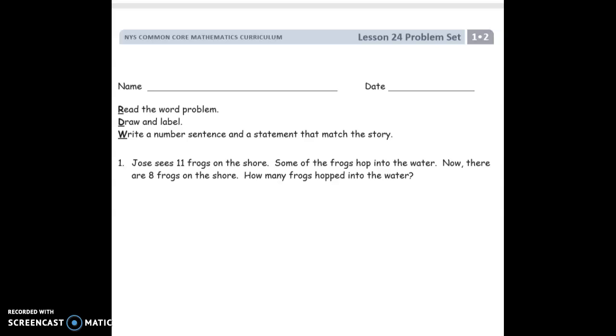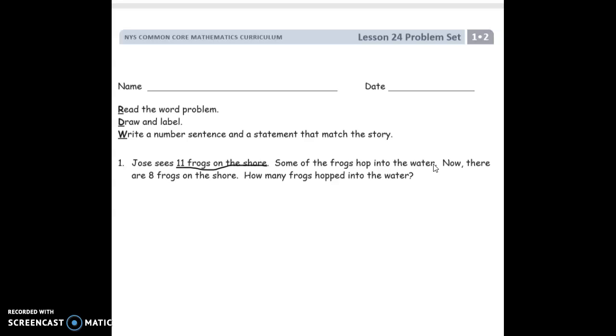Lesson 24 problem set. Number 1. Jose sees 11 frogs on the shore. Do you see any important information in that sentence that we should underline? Yeah, 11 frogs are on the shore. Some of the frogs hop into the water. Is there any important information in that sentence that we should underline?